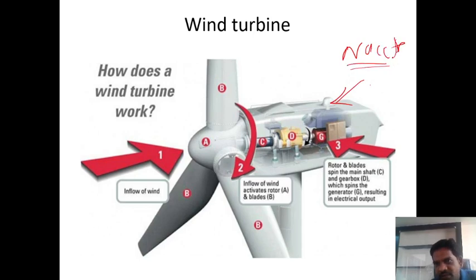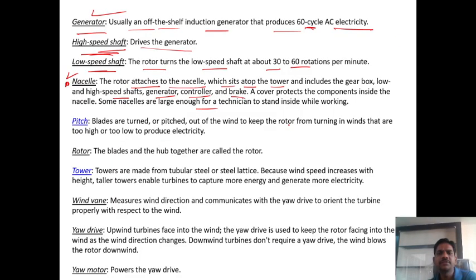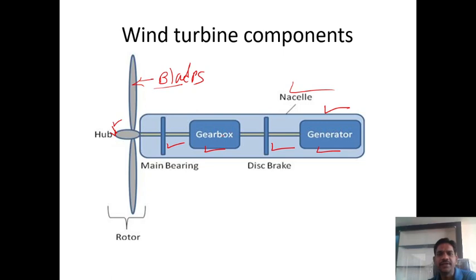The nacelle is a type of protection cover, and inside it are all these components, like the gearbox, generator, disc brakes and bearings. All these components are included inside the nacelle. This nacelle is a cover which protects all these parts of the wind turbine.